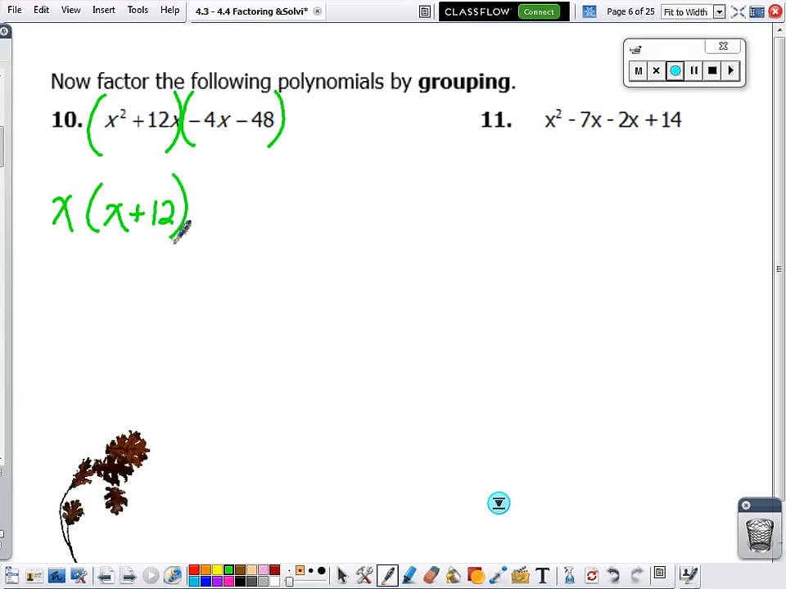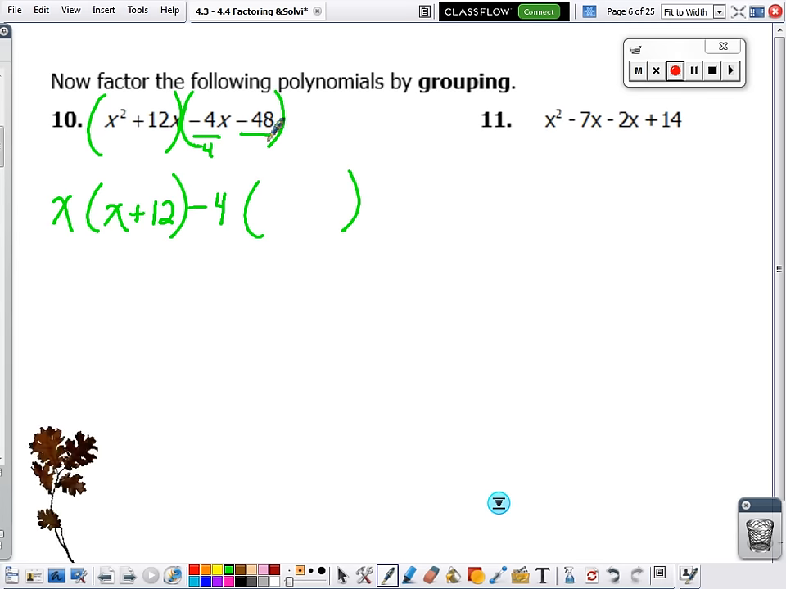Looking at our second set, we have a negative 4x minus 48. Now remember, our lead number here is negative. That is a negative 4. So you must pull out a negative. So I'm going to pull out a negative 4. When you pull out a negative, you need to be very careful. Remember that the signs will change. So negative 4x divided by negative 4 is an x. It's now positive. Negative 48 divided by negative 4, okay, that's going to give me a positive 12.